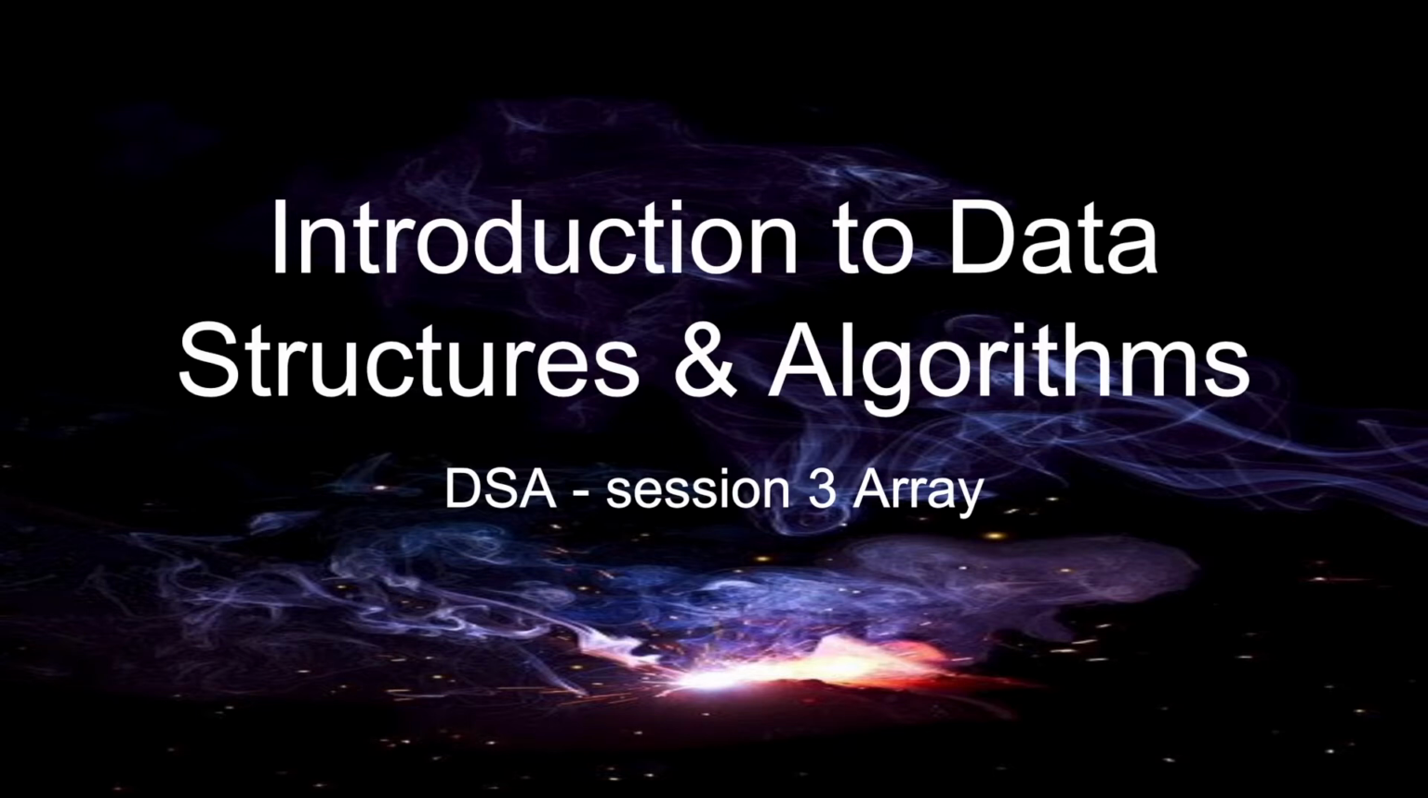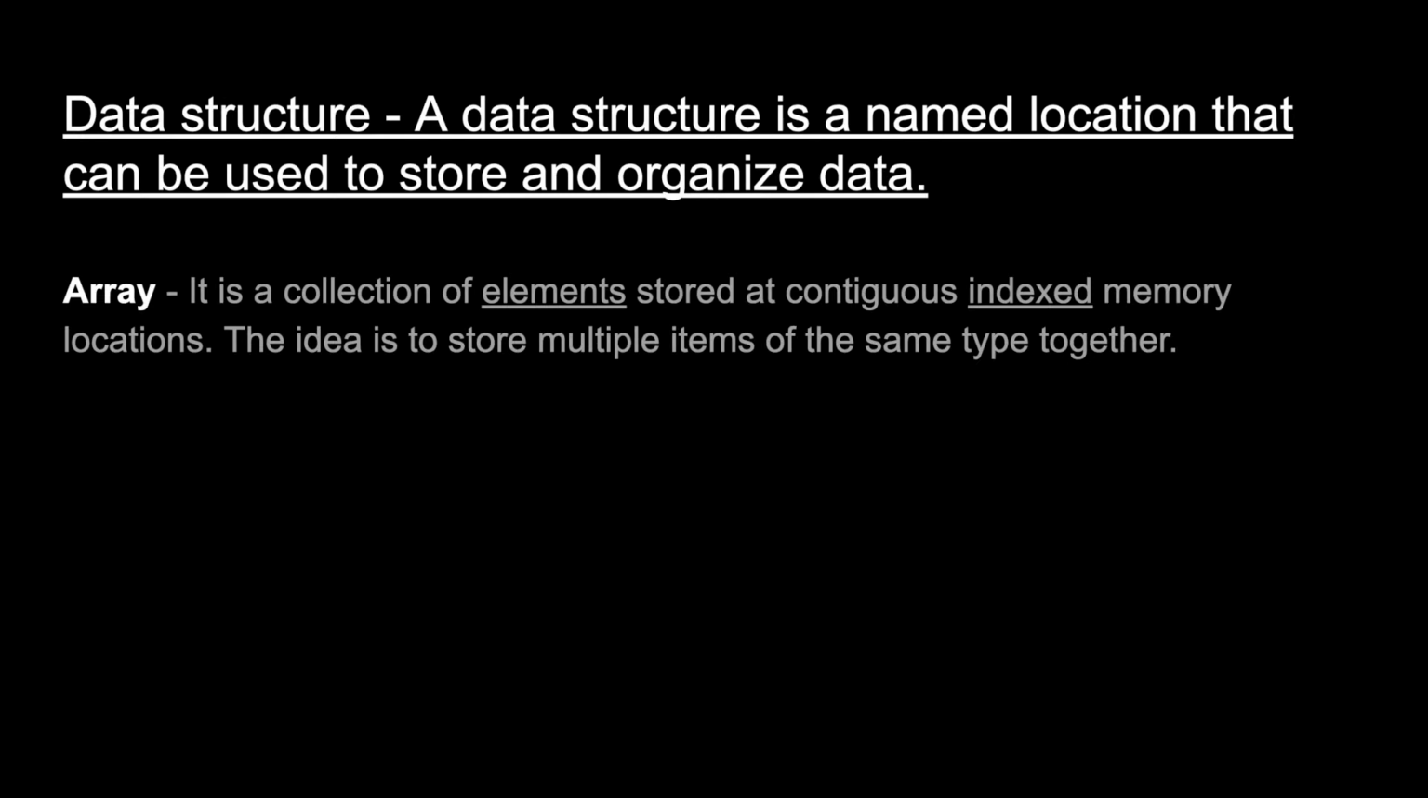So we are going to see about the data structure, and the first data structure on our list is array. So let's see. What is a data structure? As we all know, a data structure is a named location that can be used to store and organize data. So it's a location where we store and organize data which has a particular name. Now, the array is a collection of elements stored at contiguous indexed memory locations. The idea is to store multiple items of the same type together.